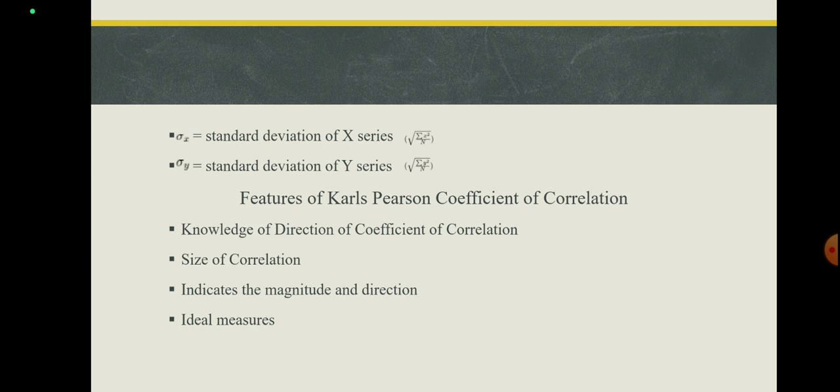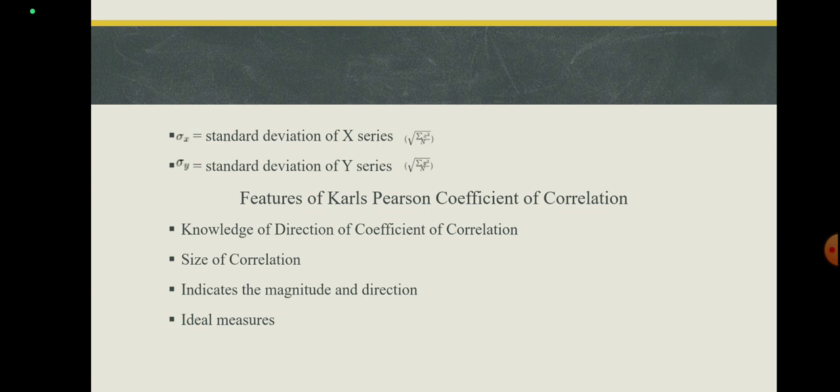Second one, size of correlation. It means that it indicates the size of the relation between two variables. Besides, the correlation coefficient ranges between -1 and +1, showing how much similarity there is, or how dissimilar they are. The size of the similarities and dissimilarities is described through the Karl Pearson's coefficient of correlation formula.